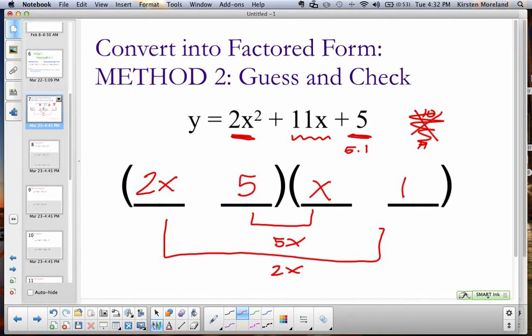And the answer is no, so that guess was wrong, so you just switch them. So I'm now going to put the 1 here and the 5 here and check what that gives me. When I multiply the inner 2, I get 1x. When I multiply the outer 2, I get 10x. That now adds to 11. They both need to be positive because I want a positive 1x and a positive 10x. And that would give me my answer.